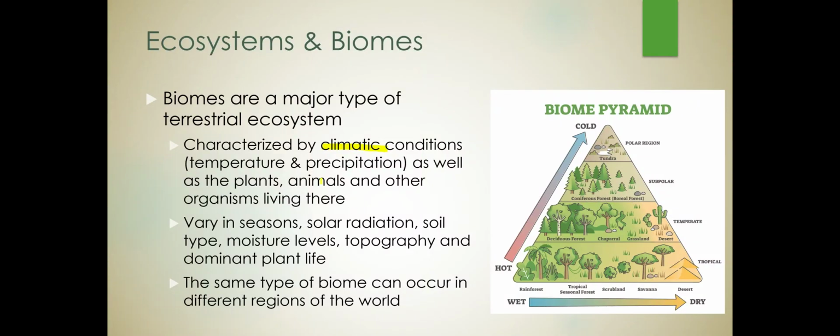But we also look at it in terms of plants and animals and other organisms that can live there. But that always goes back to climate. It's going to include things like seasons, amount of sunlight, the soil type, the moisture levels, and these are the types of things that are going to determine what types of plants and animals can live there. And so the biomes are just these groups of ecosystems that have unique climates and unique biodiversity. And this is what your project is going to focus on.